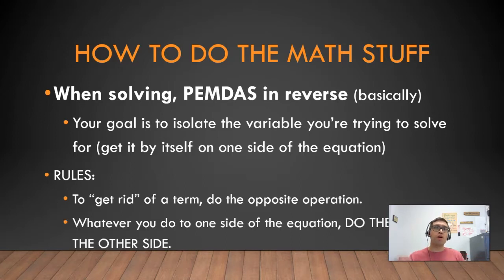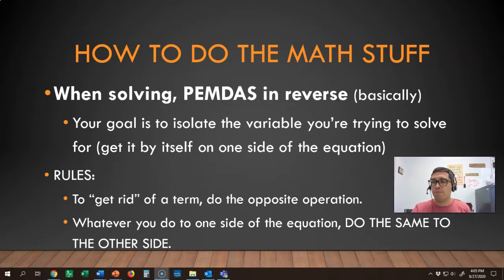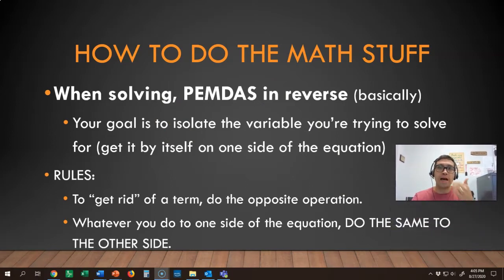Second rule, and this will save you even if you make a mistake: whatever you do to one side of the equation, you have to do the identical thing on the other side of the equation. So if I multiply by 2 on one side, I have to multiply by 2 on the other side. If I divide by 5 on one side, I have to divide by 5 on the other side. Whatever I do to one side, I have to do to the other side.